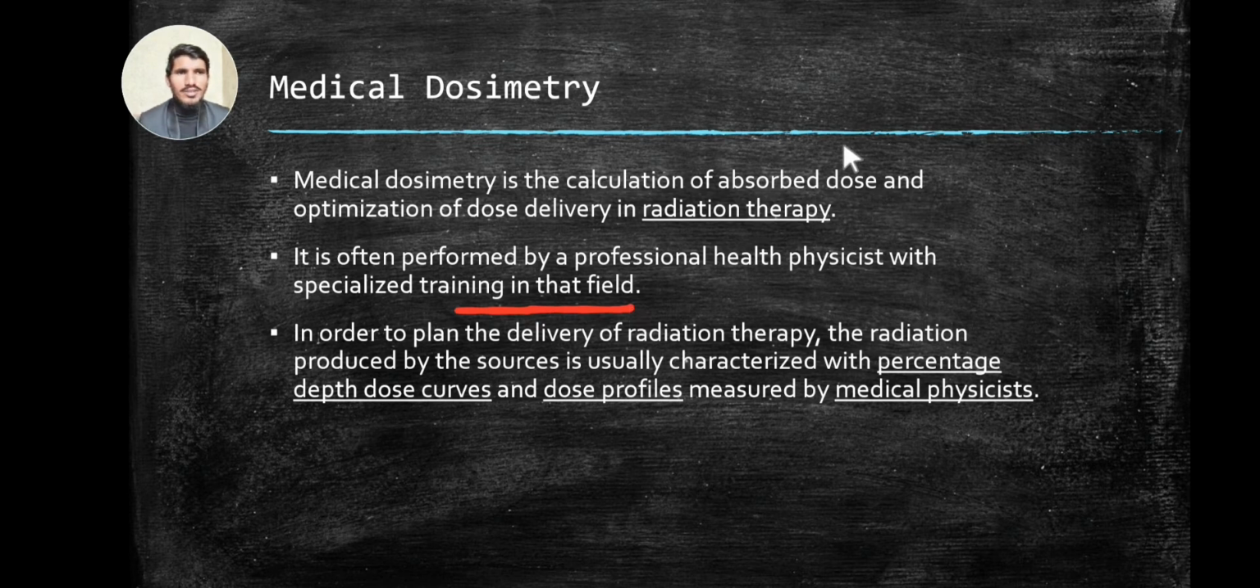In order to plan the delivery of radiation therapy, the radiation produced by the sources is usually characterized with percentage depth dose curves and dose profiles measured by a medical physicist. The medical physicist, the professional who has a degree in medical dosimetry, will measure the amount of radiation that is to be given to a patient. He will measure through different techniques like percentage depth dose curves and dose profiles, etc. So that will be done by the medical physicist.